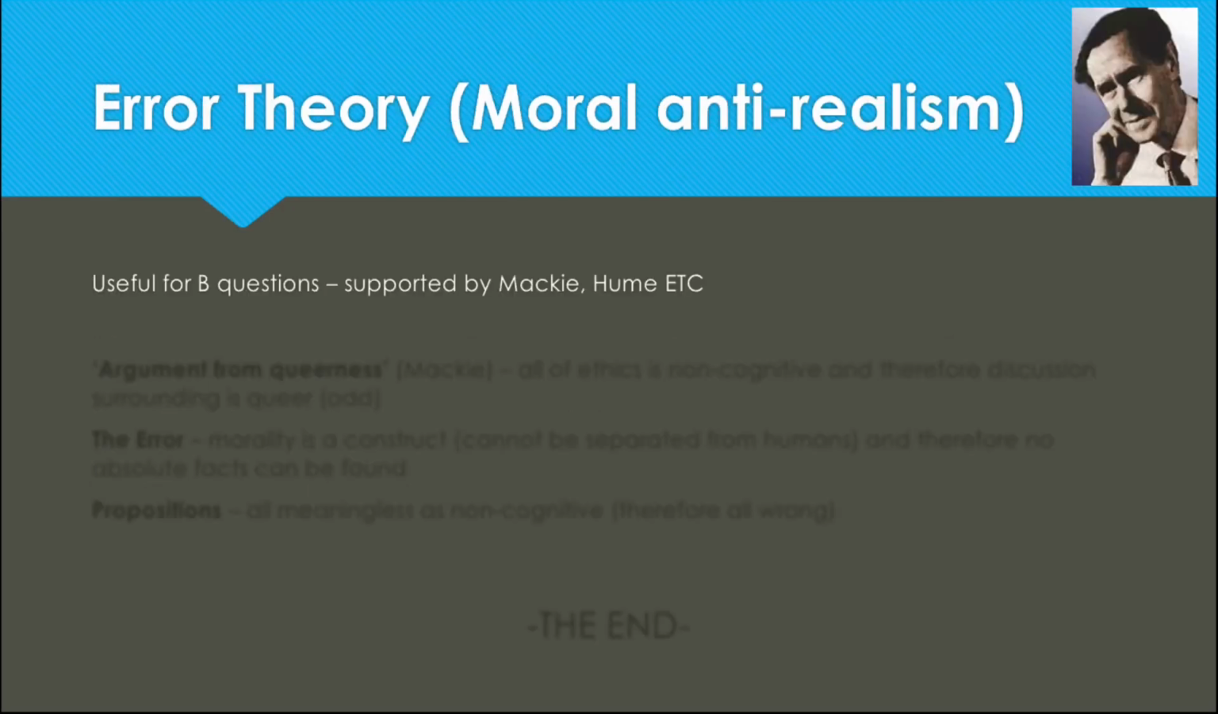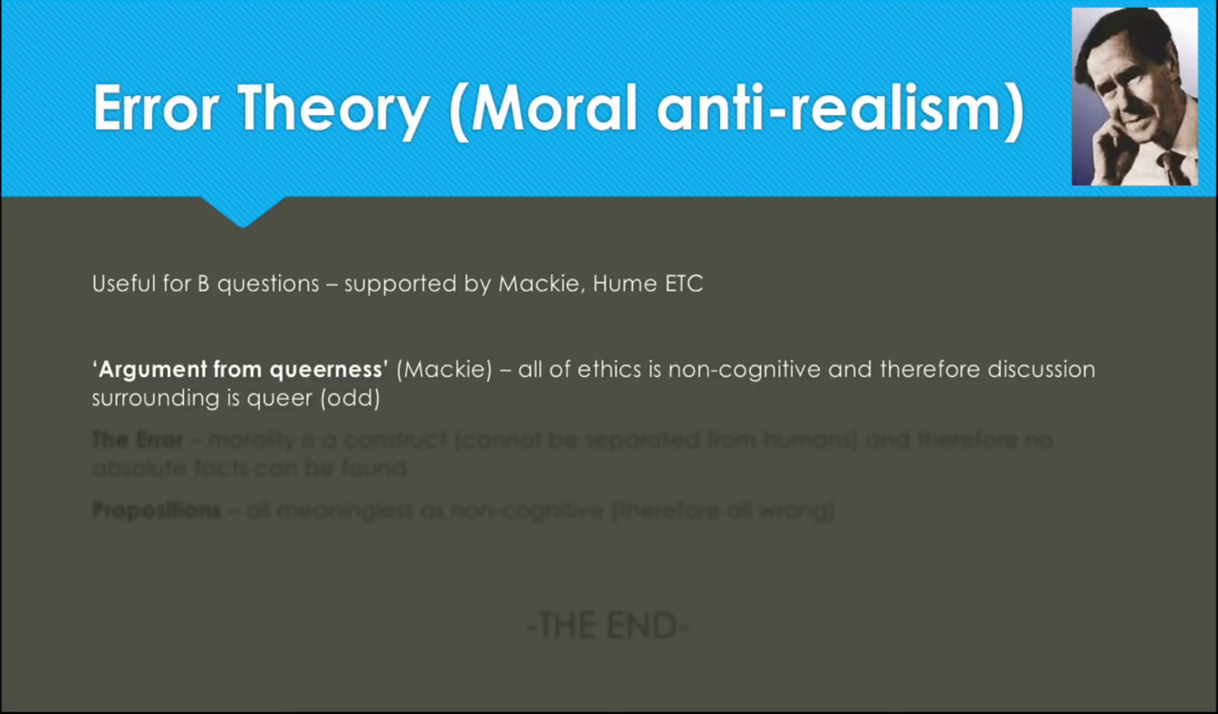So finally, error theory. Once again, this is pretty much only useful for B questions, and it's supported by Mackie, Hume, etc. So if you're in an exam, you've chosen meta-ethics as a question and you're absolutely struggling, throw this in, easy marks. You've got the argument from queerness again by Mackie. This can basically be applied to every single thing within metaethics. Emotivism's a bit harder, but with Stevenson and factual beliefs, you can say that that is queer.